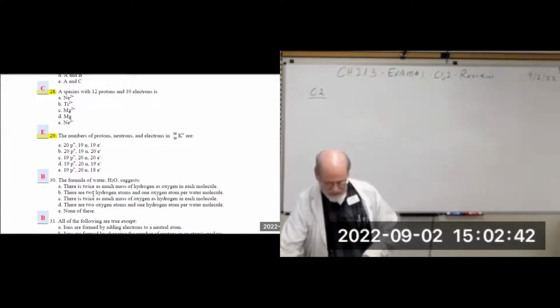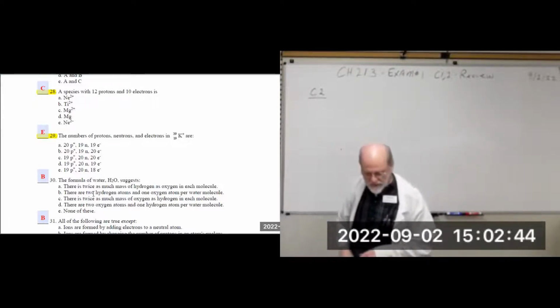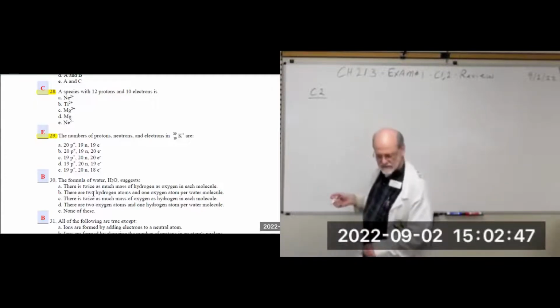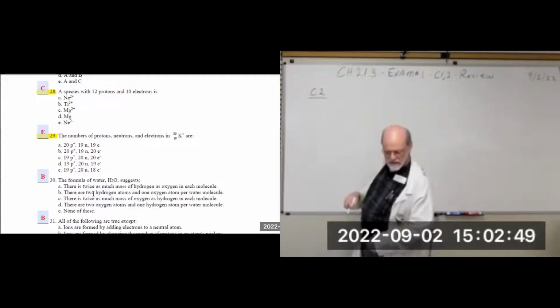Okay. Oh, 29. The number of protons, neutrons, and electrons in that particular ion.